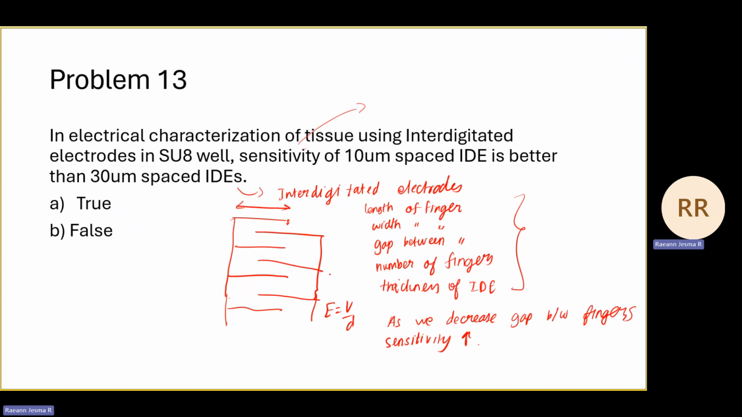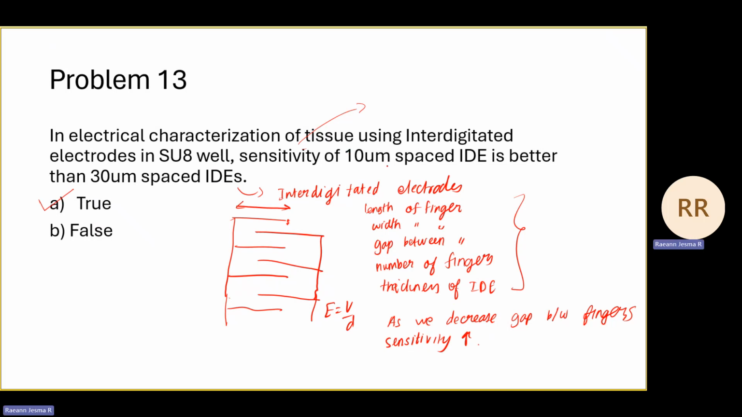So if the electric field increases, then the amount of current, let's say if you're having a tissue in between them, the amount of current that is flowing will also improve. Not just the current, the current density will improve if your electric field increases, and thereby since your current density is increasing, your current will also improve. So this will cause improvement in the sensitivity of your IDE structure. If we are using an IDE which has less gap compared to an IDE which has more gap, then your sensitivity will improve. So the correct answer is true for this question.